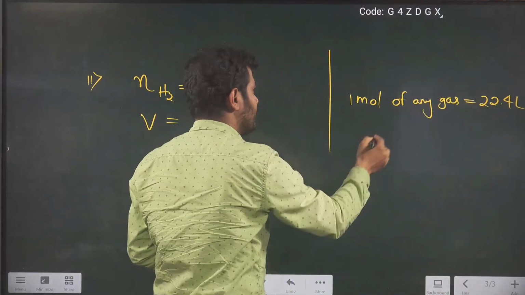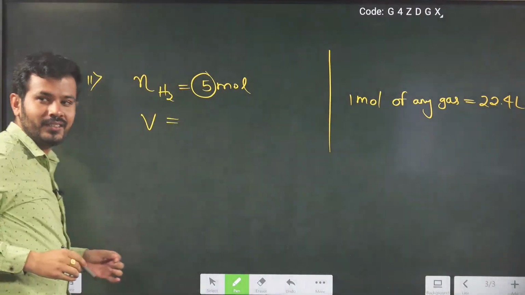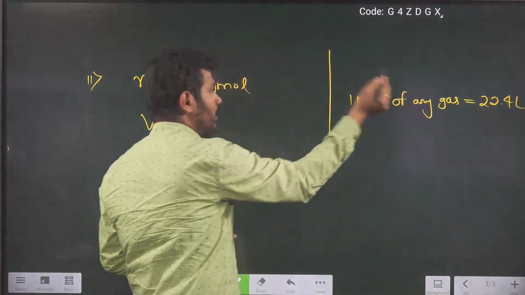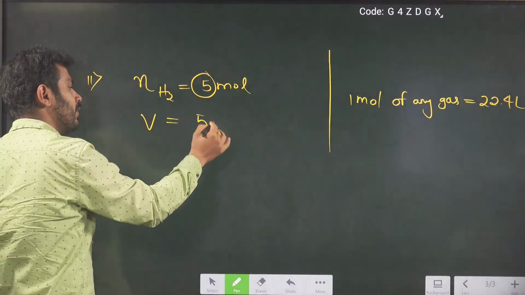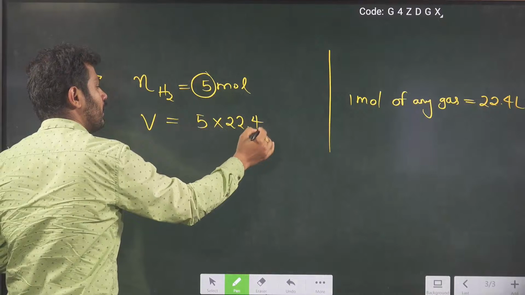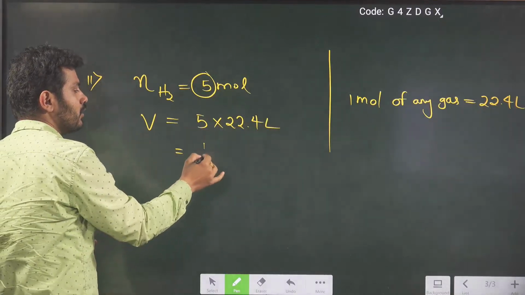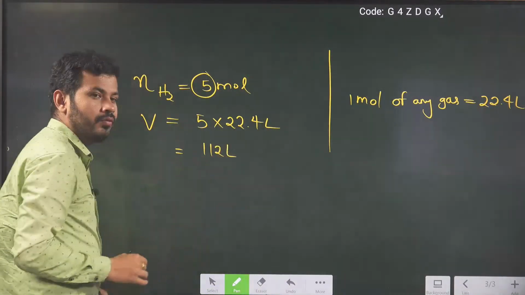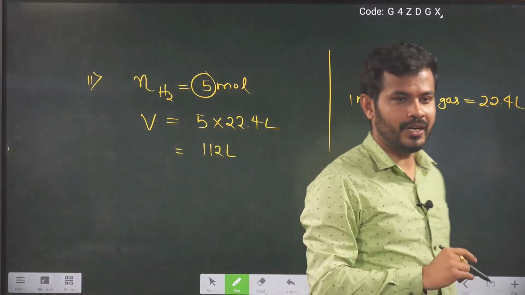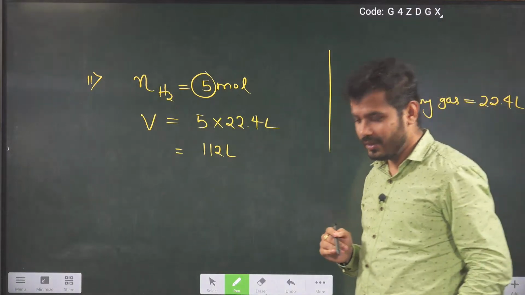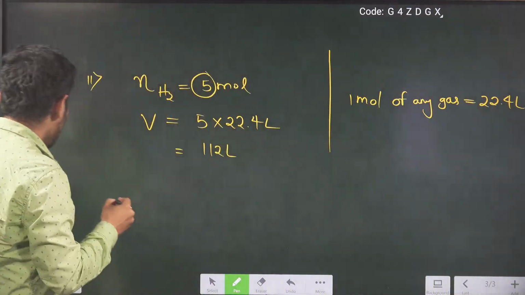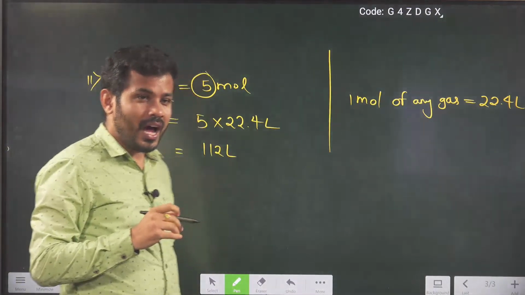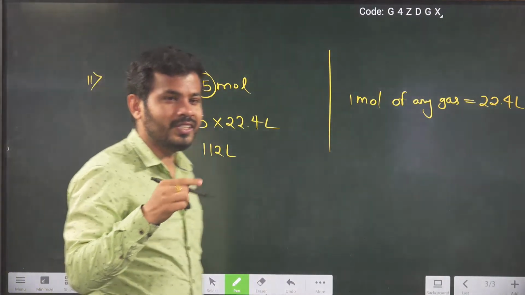If 1 mole is this much, we are having 5 moles of the gas. So what will be the volume of this 5 mole sample? You just multiply by 5. So 1 mole is 22.4, so 5 mole will be 5 into 22.4 liter. How much is it? 112 liter. Yes, 112.0. It is 112 liter. Very good. I can add one more part here. The third part in the question is, how many hydrogen atoms are present in this?